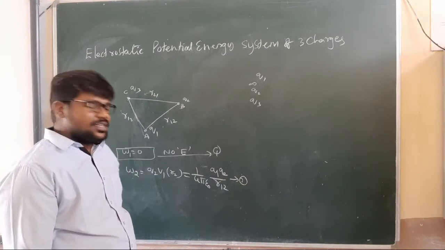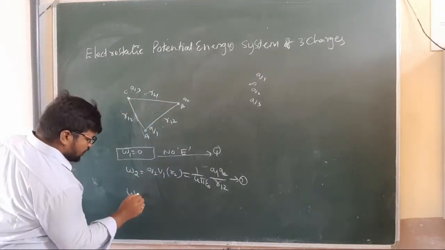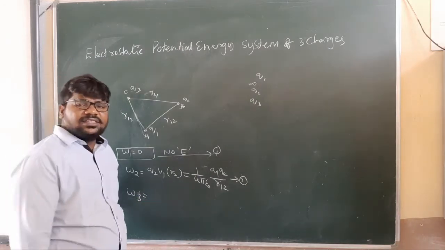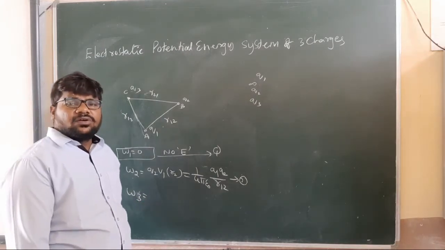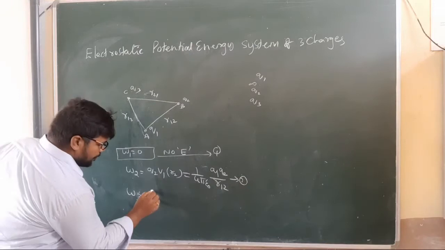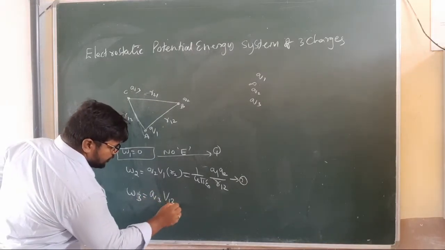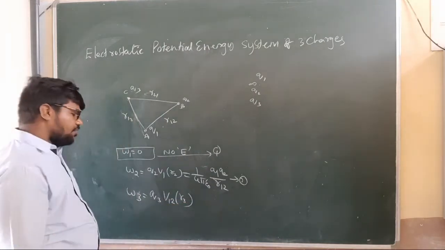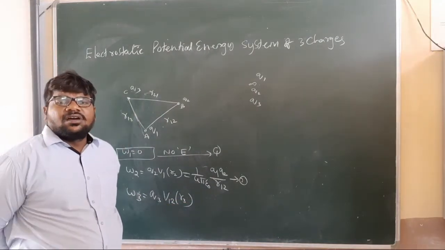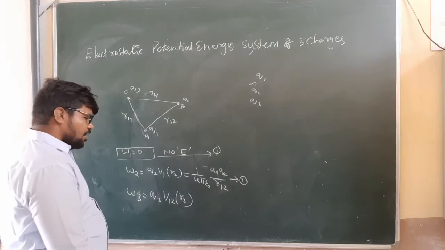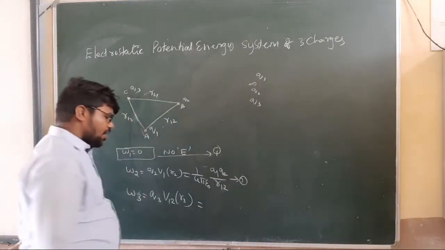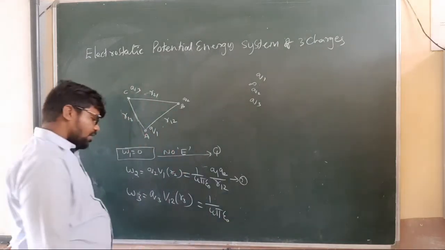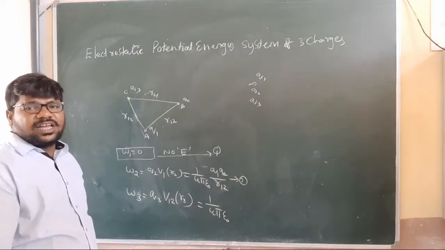Clear, my children? Yes. So then we have to find the work done 3. See here, in the case of work done 3, so Q3 V of 1 2 with respect to R3. Okay, it's clear. Now, how can we write here? 1 by 4 pi epsilon naught, it is common.